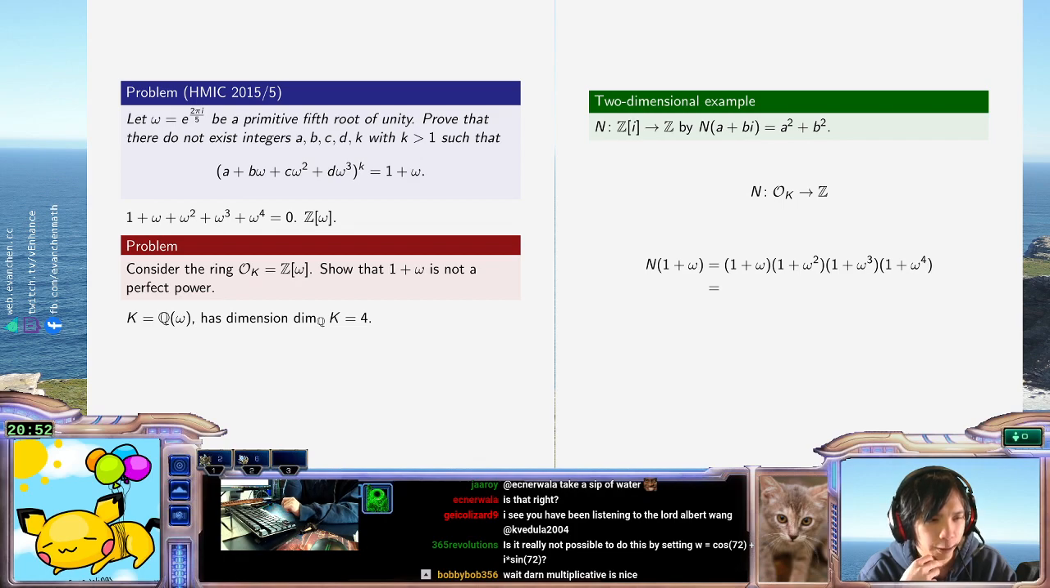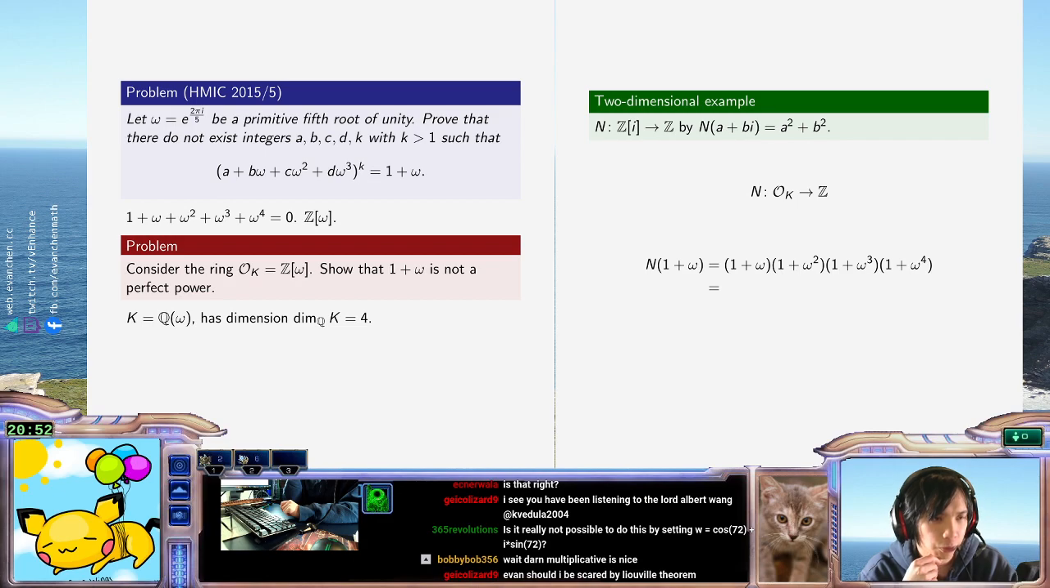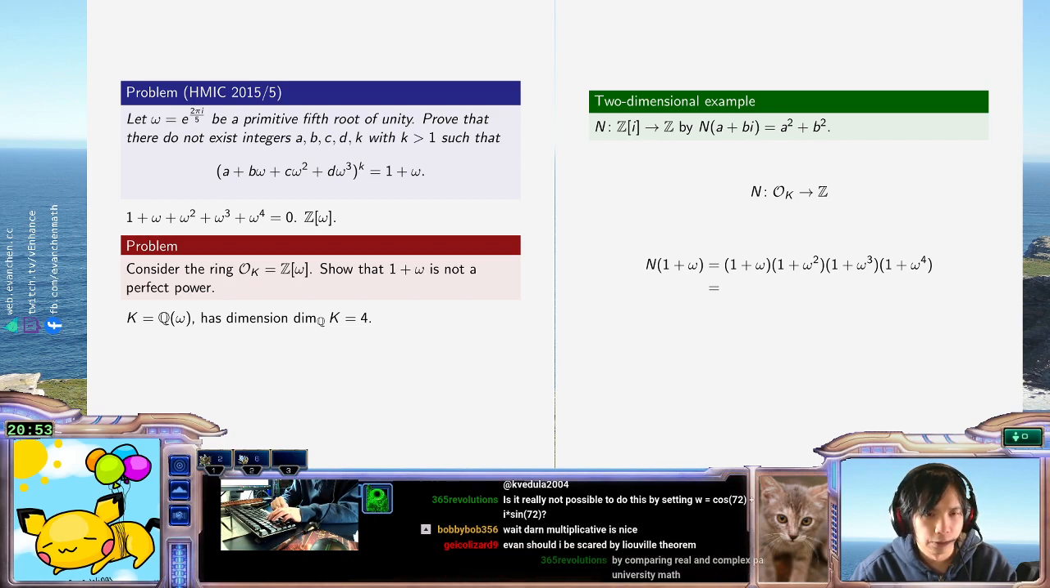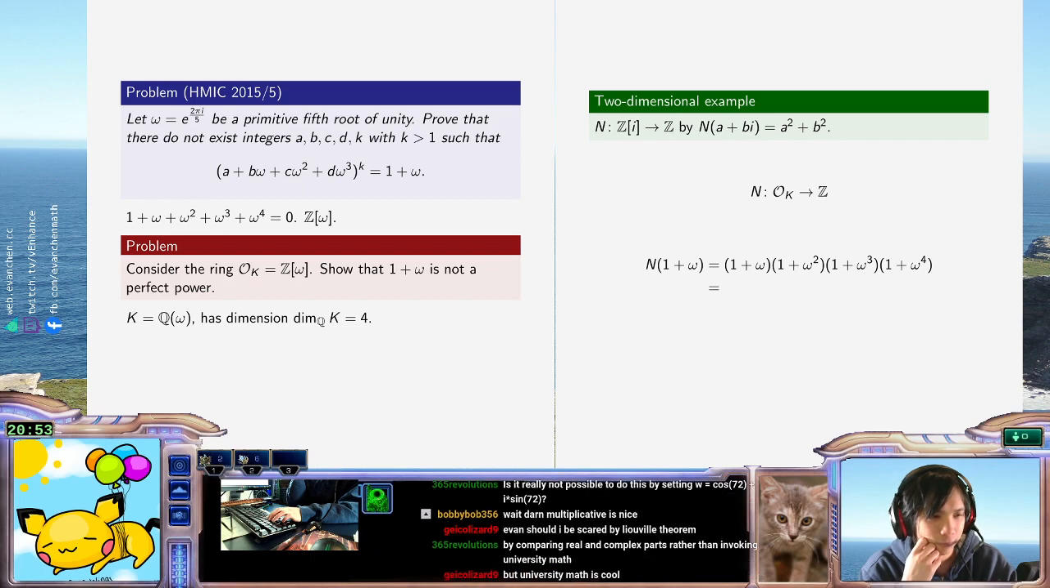Is it really not possible to do this by setting omega equals cosine 72 plus i sine 72? I don't know what you mean by that. You gave me a different expression for omega, and I don't see how that expression makes the problem easier. I don't know what approach you are trying to lead to. By comparing real and complex parts, I am skeptical. Yeah, that feels like it's going to be heavy.